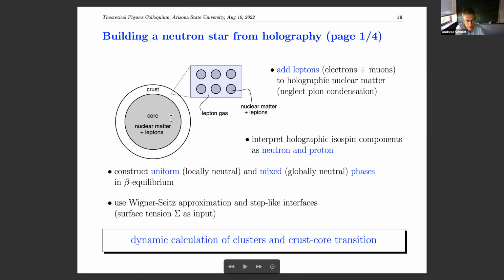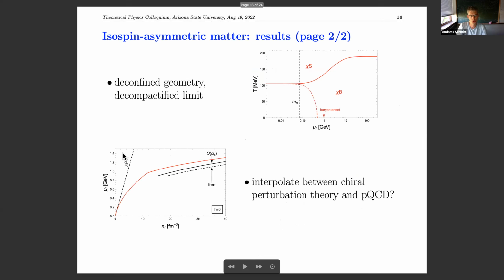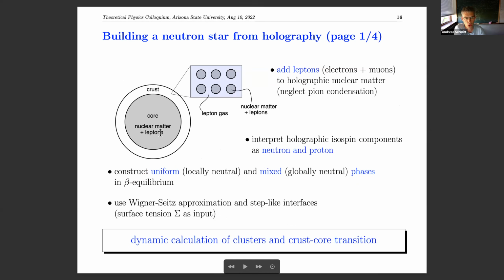Now, how do we do this? So we take the asymmetric nuclear matter that I constructed before, that I explained before. We add leptons, so we can easily do this. Just that has nothing to do with holography. We just take a non-interacting electron and muon gas, add it to the free energy that we get from holography, and make the nuclear matter neutral. Right? So we now live only along this blue line here in neutron stars. That's how we do the core.